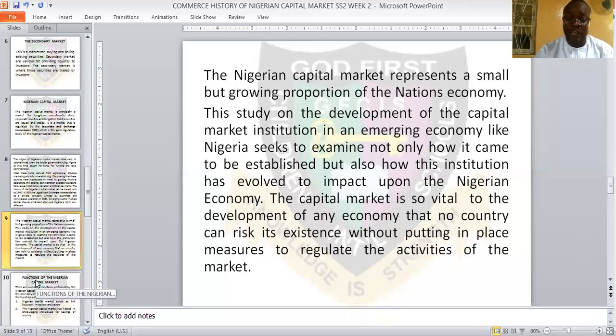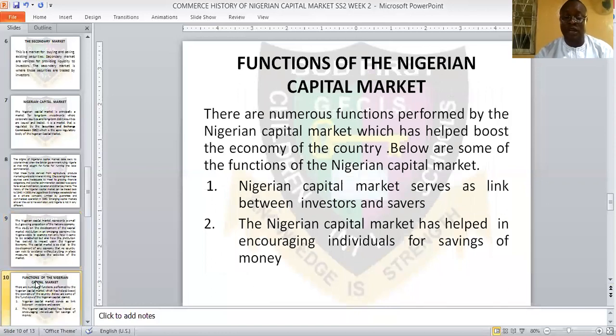Let us look at the functions of the Nigerian capital market. We have numerous functions provided by the Nigerian capital market, and these have helped to improve the economy of the country. Let us look at some of them. The Nigerian capital market serves as a link between the investors, those that want to invest, and those that are saving. You call them savers.